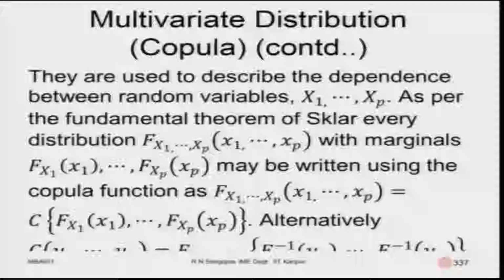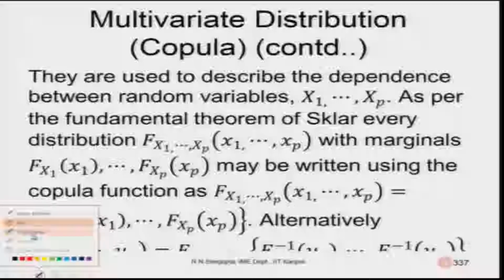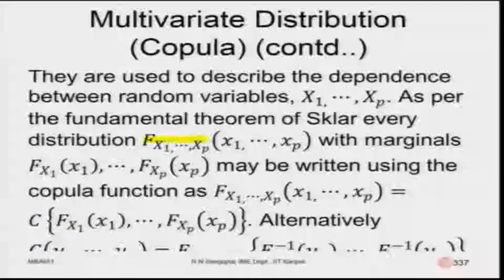So, continuing with the Copula function, they are used to describe the dependence between random variables x1 to xp. As per the fundamental theorem of Sklar, every joint probability distribution, because it is no more a univariate, it is basically the relationship between x1 to xp, and the marginals are given.